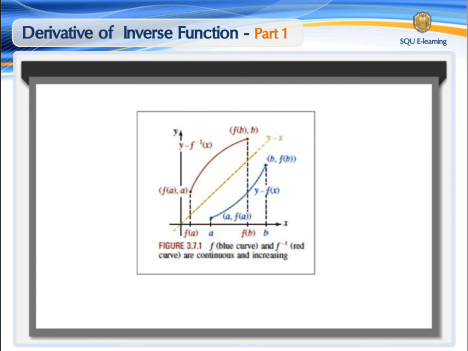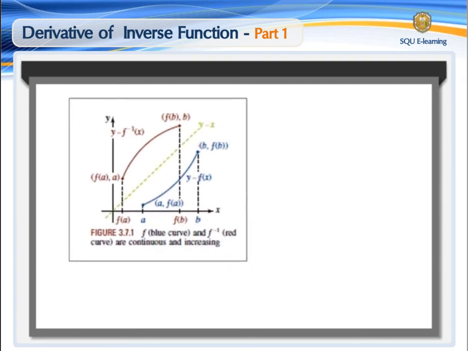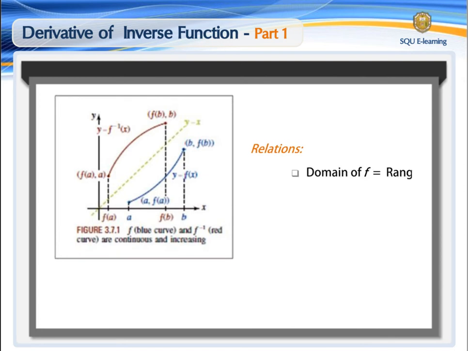Imagine there is a mirror on the line y equals x, where the graph of the function y equals f of x is reflected on this mirror and gives you the graph of y equals f inverse. From this special relation and correspondence between the points in the two graphs, we get that the domain of f is the range of f inverse, and the domain of f inverse is the range of f.